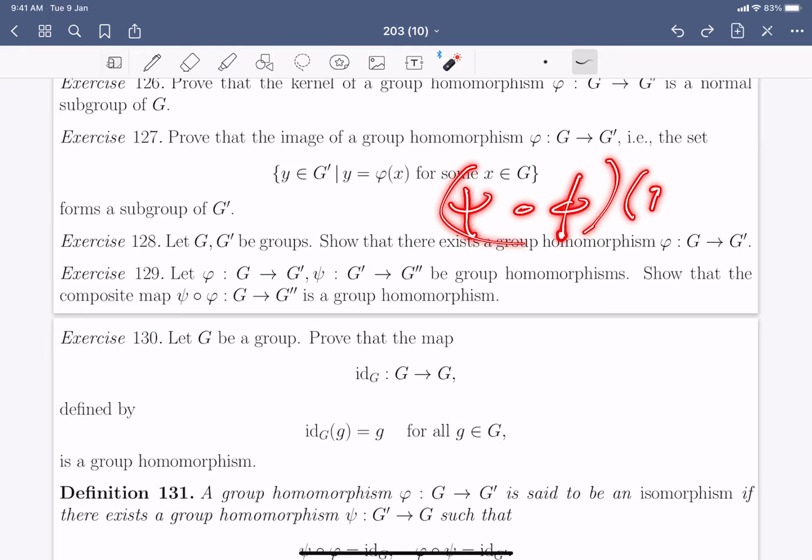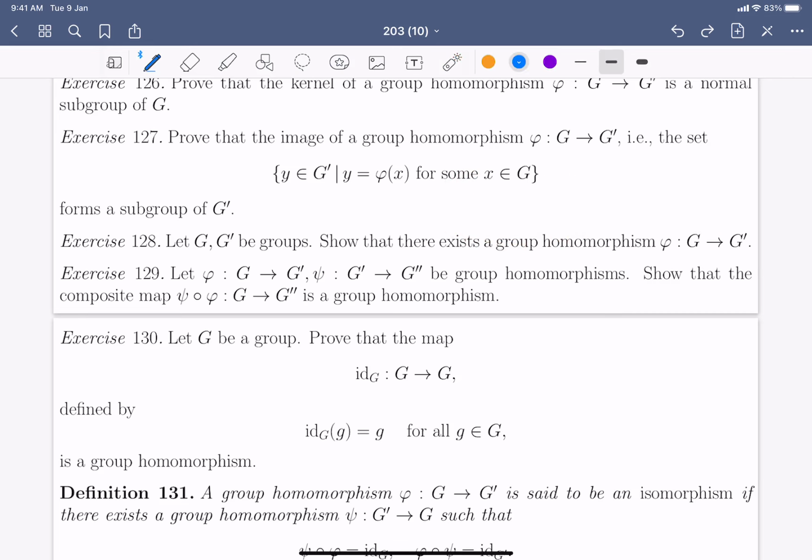So you take an element little g from G, and then psi composite phi applied to g is equal to psi applied to phi of g, for all g in G. Sorry for the bad handwriting. So psi composite phi applied to g means you first apply phi to g and then you apply psi to what you have obtained, namely to phi of g.